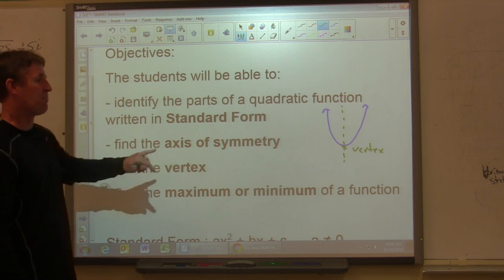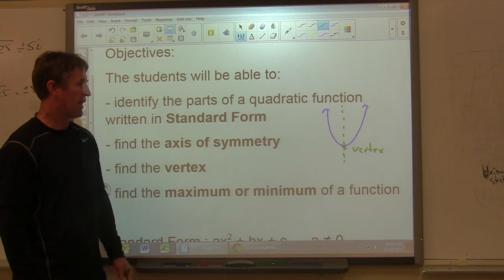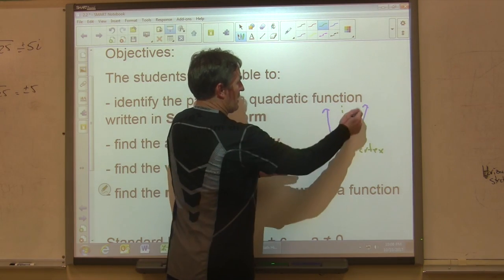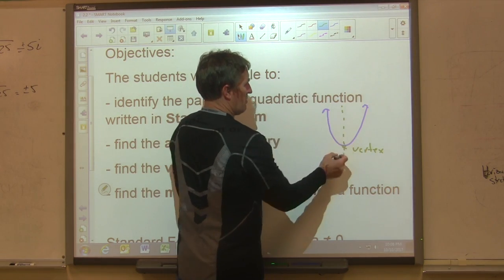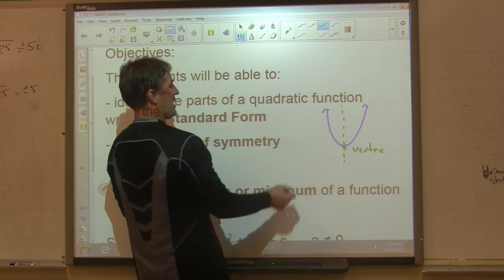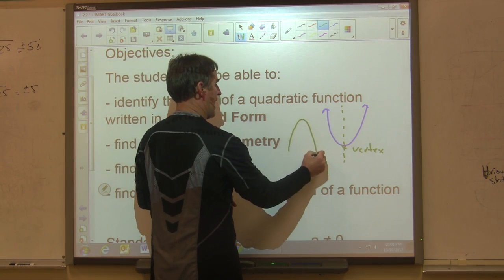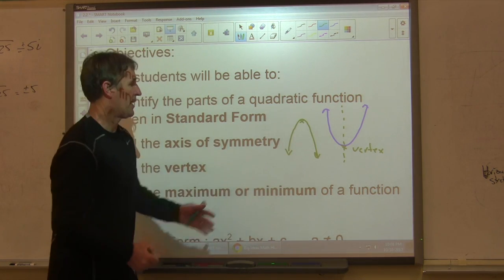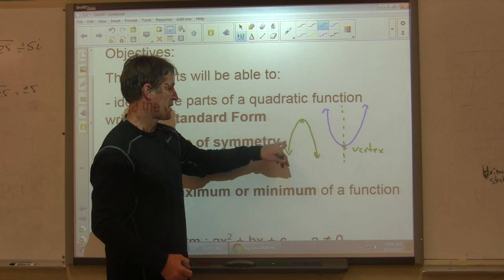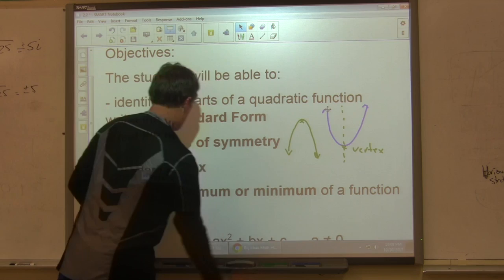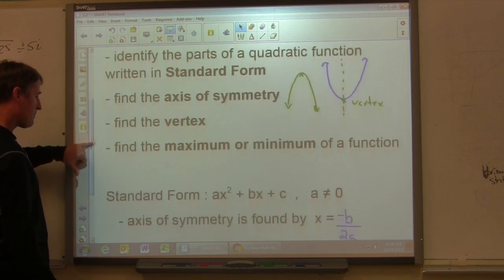And then we have to find the maximum or minimum of a function. And the maximum or minimum of a function, when you have a parabola that opens up, it goes up forever, but it has a lowest point. So this would have a minimum and not a maximum. But if I had a parabola that opened down, then it would have a highest point, and that would be at the vertex, because it would go down forever. So we're going to learn how to find those as we go through this today.